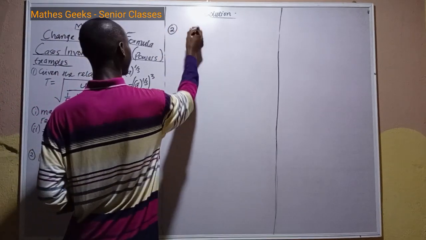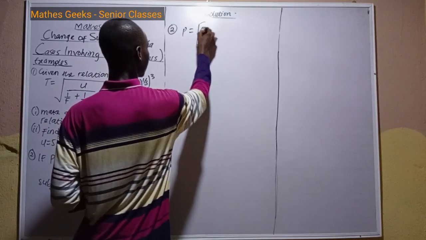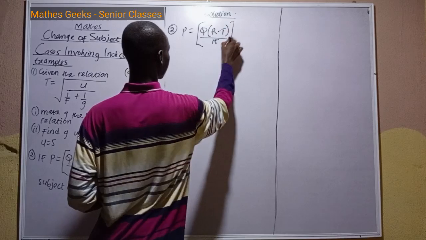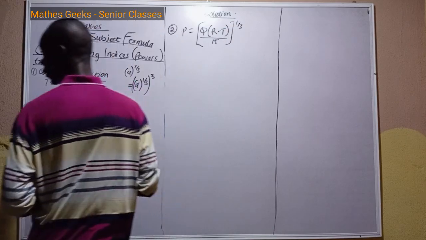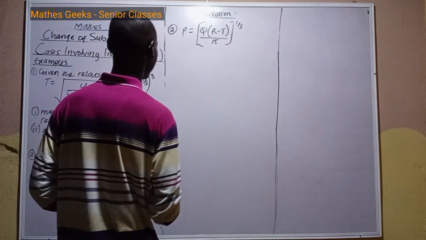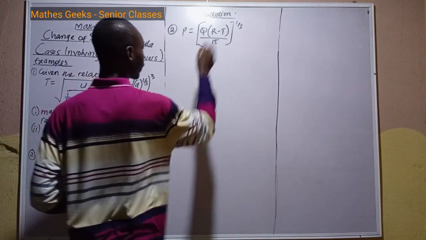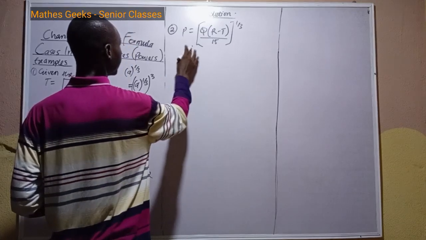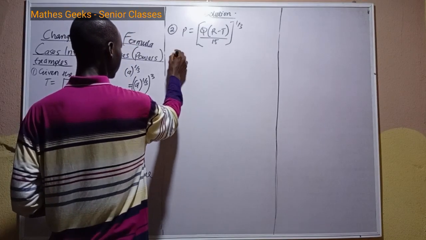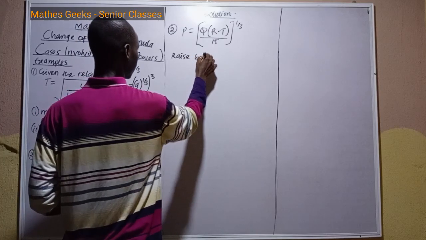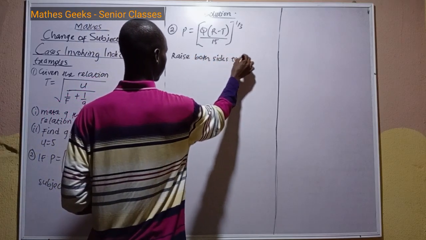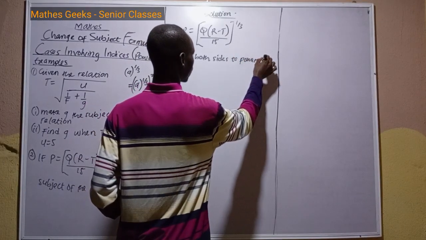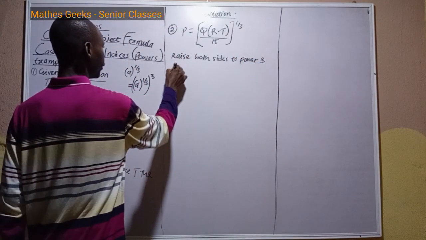And P equals to QR minus T over 15, all raised to the power 1 over 3. So we have to make T the subject of the formula. So the first thing we need to do is eliminate this fractional power. To do that, we're going to raise both sides to power 3. Both sides to power 3.